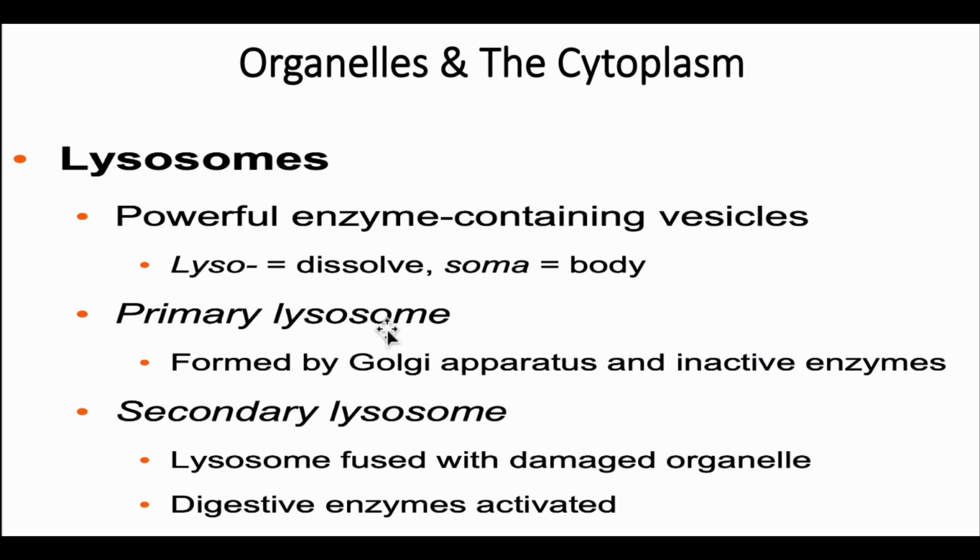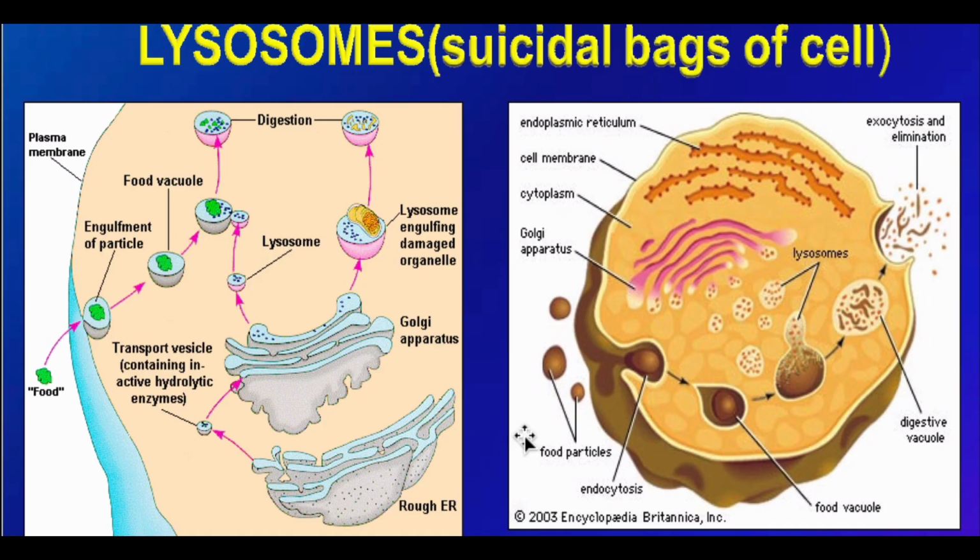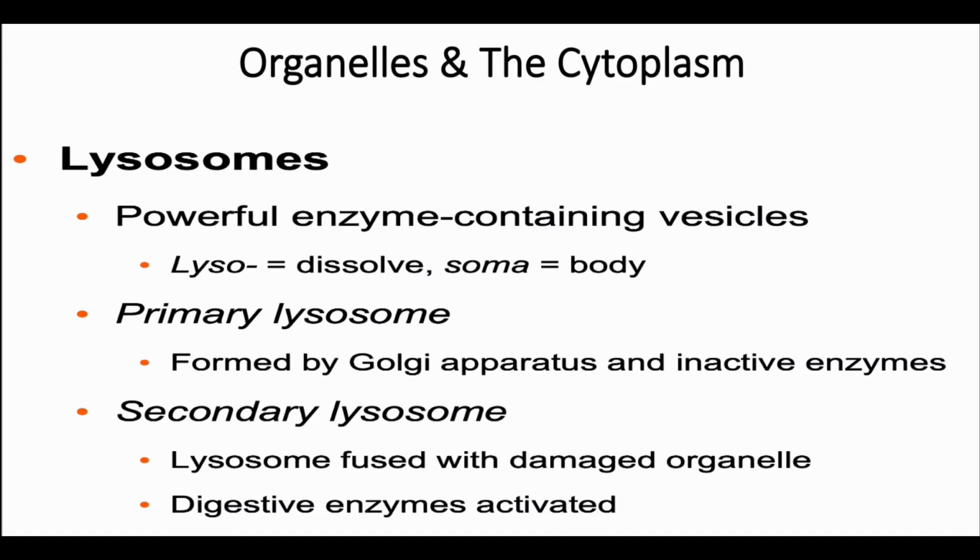This would be for primary lysosomes. Primary lysosomes would be produced by the Golgi apparatus, in addition to inactive enzymes. Now, once the secondary lysosomes are formed, they will fuse with organelles that are damaged, and then they'll degrade them, break them down. They act as digestive enzymes when they're activated, and they also have the ability to isolate materials that are toxic. So toxic chemicals can also be isolated by them.